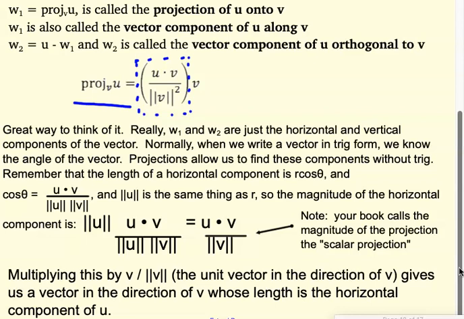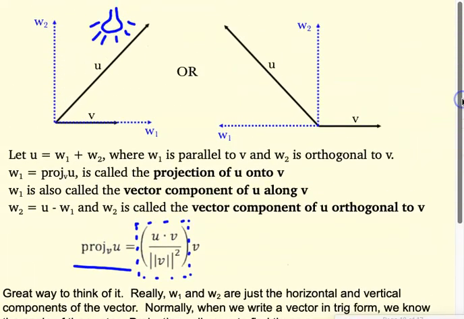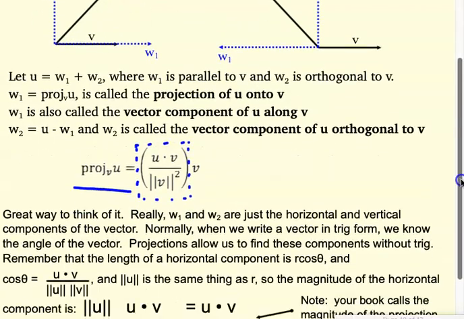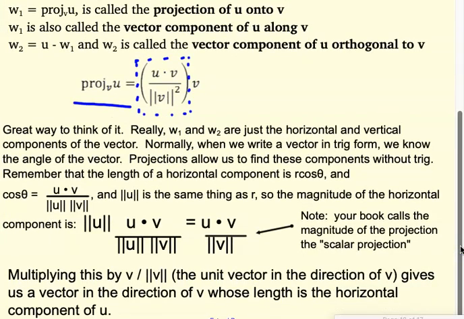So I say they're really horizontal and vertical components of the vector. They're kind of not, but they kind of are. Because, again, you can take anything that's been tilted and tilt it back and get a horizontal and a vertical component. So you can turn them into horizontal and vertical. So really very similar to horizontal and vertical components of a vector.